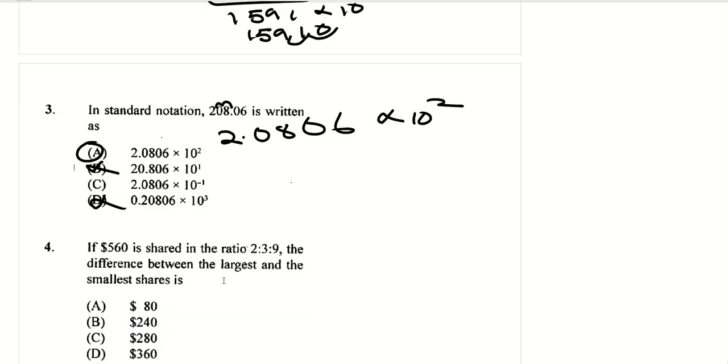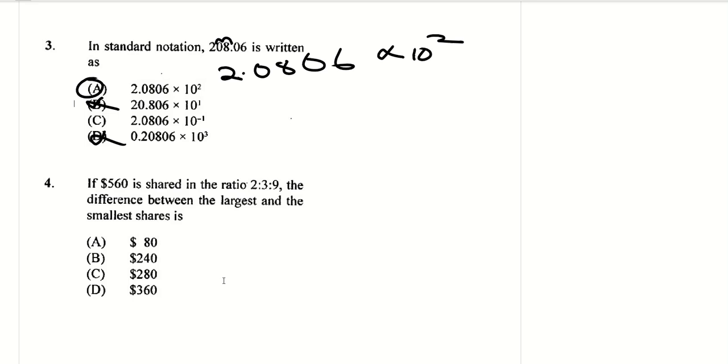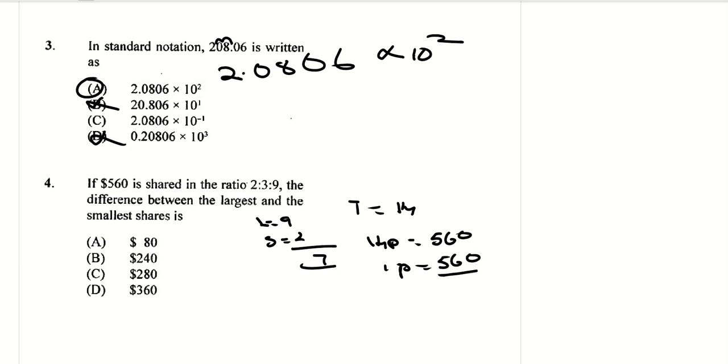Right? This one, we want to know how much is the difference between the largest and smallest share. We did this already, but let's do it. Your largest share is 9. Your smallest share is 2. The difference between these two is 7 parts. The total number of parts is 14 because 9 plus 3 plus 2 is 14. We know that 14 parts is equal to 560. Then one part would be 560 divided by 14. We want to know 7 parts, which is 560 divided by 14 multiplied by 7. 7 into 7, 1, 7 into 14, 2. 2 into 560 is 280. So the answer is C.